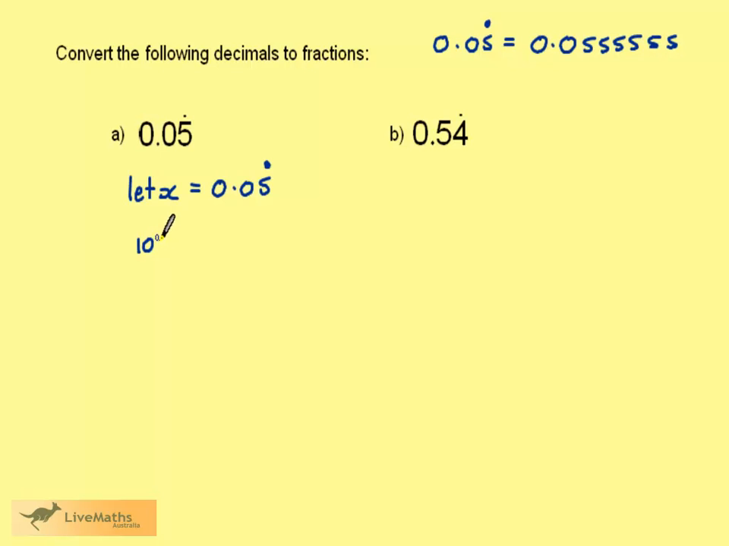If we now have 100x, this would be equal to 5.5 recurring. Multiplying by 100 moves the decimal point 2 places, so we can see how this works. So we'll now have 5.5 recurring.